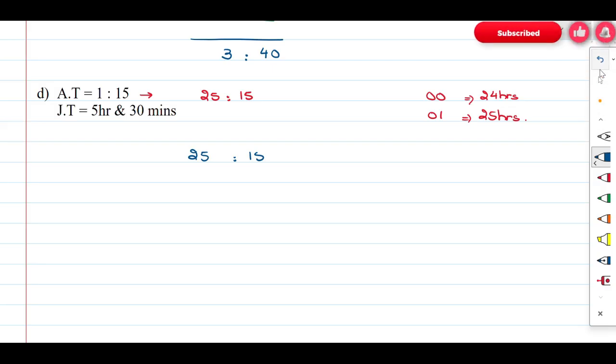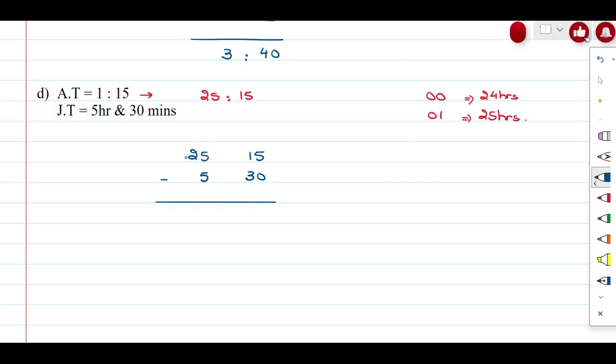From 25:15, we need to subtract 5 hours and 30 minutes. Okay, why I put this here? From 15 minutes, we cannot subtract 30. So we need to borrow 1 hour from here, right? So when we borrow 1 hour, 24 hours are left over here, and we shift 1 hour to the other side, and 1 hour is 60 minutes, right?